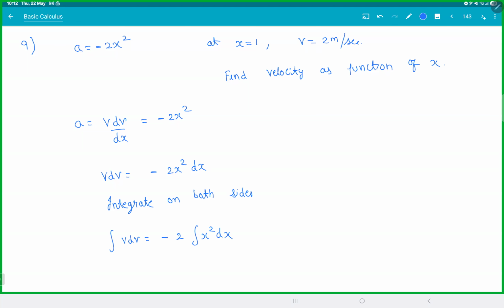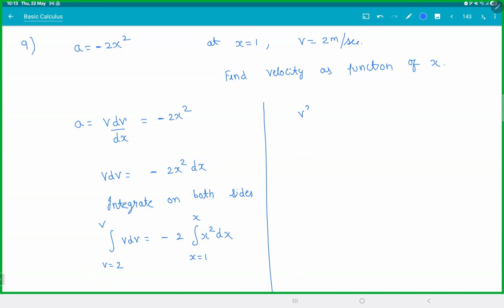Now be careful with the limits. He didn't say 0. At x is equal to 1, v is equal to 2. You can ask me, sir, why are you not putting x is equal to 0? Fine, I'll keep x is equal to 0. Do you know what is v then? I don't know. So you have to see the information that is given. At x is equal to 1, v is equal to 2. This much I know. At some x, you get some v.